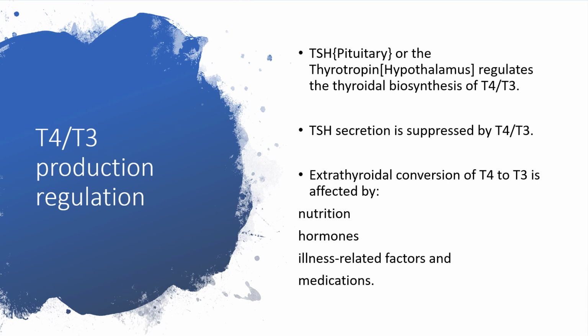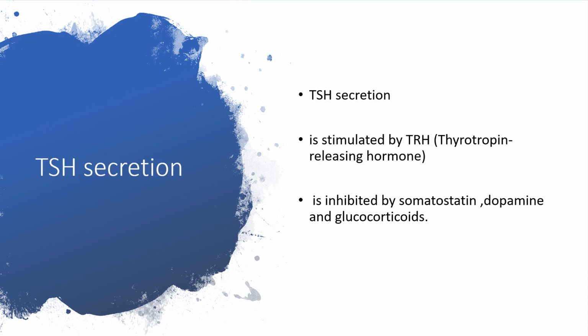Extrathyroidal conversion of T4 to T3 will be affected by certain factors: nutrition, hormones, illness-related factors, and medications. Thyroid-stimulating hormone secretion is stimulated by thyrotropin-releasing hormone from the hypothalamus, and it is inhibited by somatostatin, dopamine, and glucocorticoids.